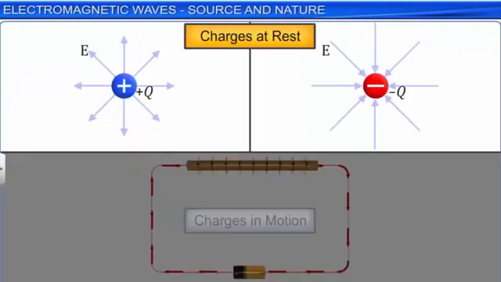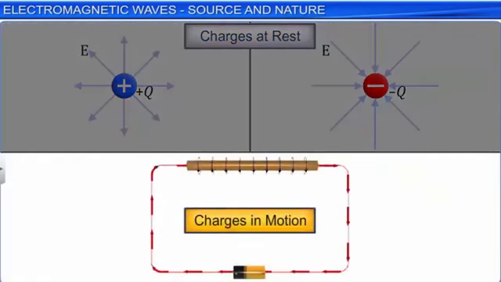In earlier lessons, we have learned that charges at rest produce an electrostatic field, and charges in a steady current carrying conductor produce a constant magnetic field around it.